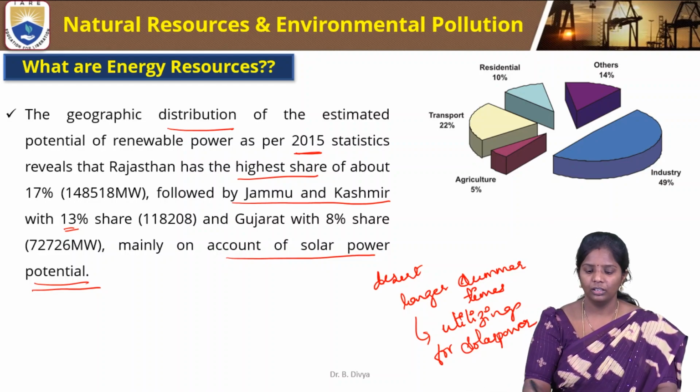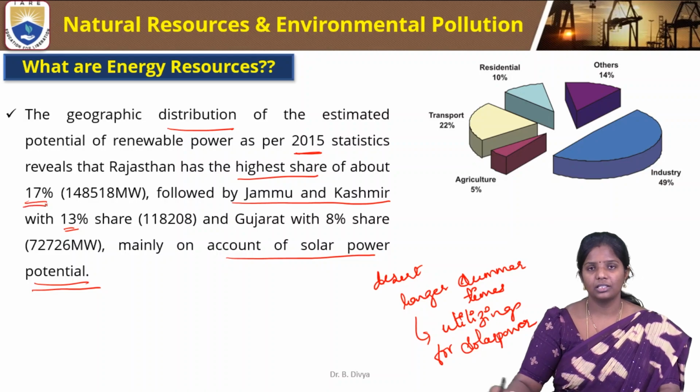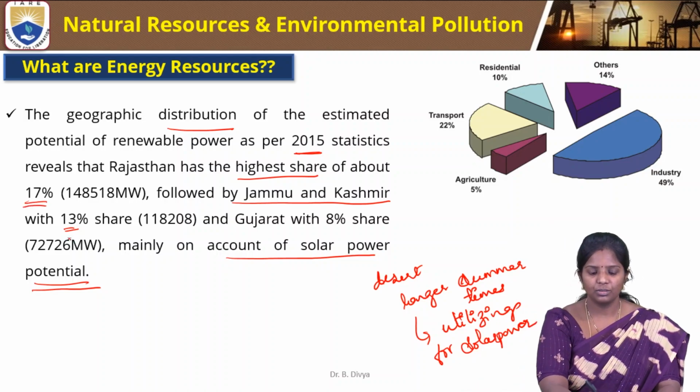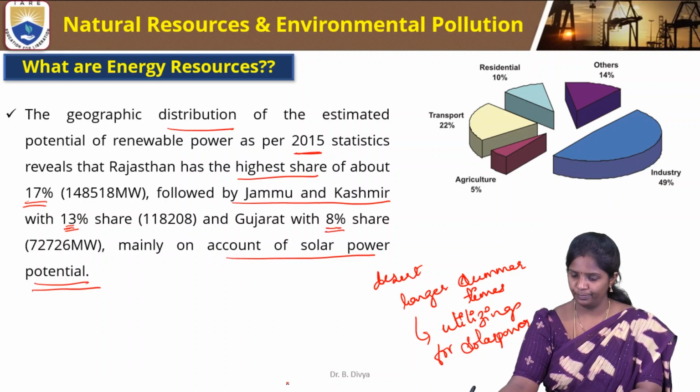So that is how a lot of energy is produced in Rajasthan, about 17%, Jammu and Kashmir 13%, and next is Gujarat with 8% of the share.